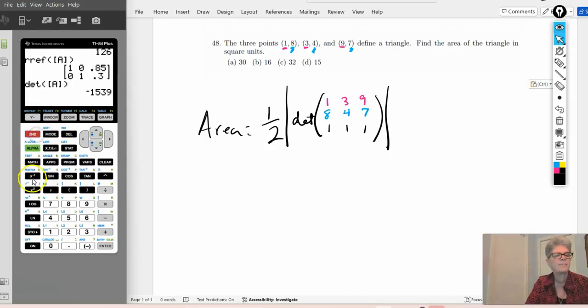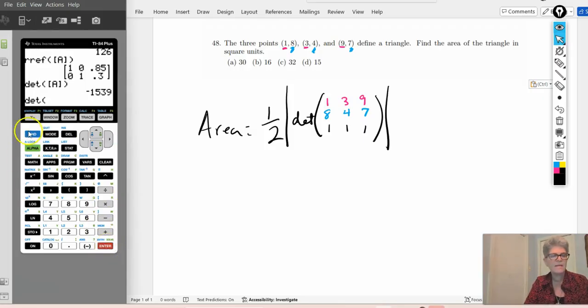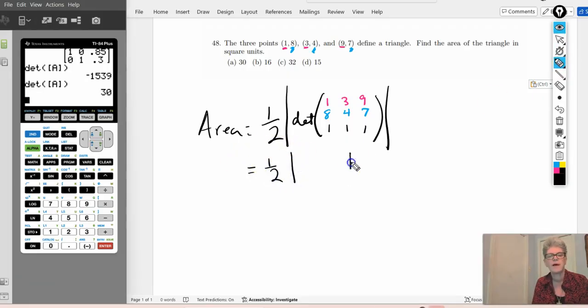I'm going to get back in, go over to math, and it's highlighted on determinant. I'm going to press enter, and then get back into the matrix menu. I stored that matrix as A, so I'm just going to press enter, and then close off the parenthesis. So the area is going to be 1/2 times the absolute value of 30.